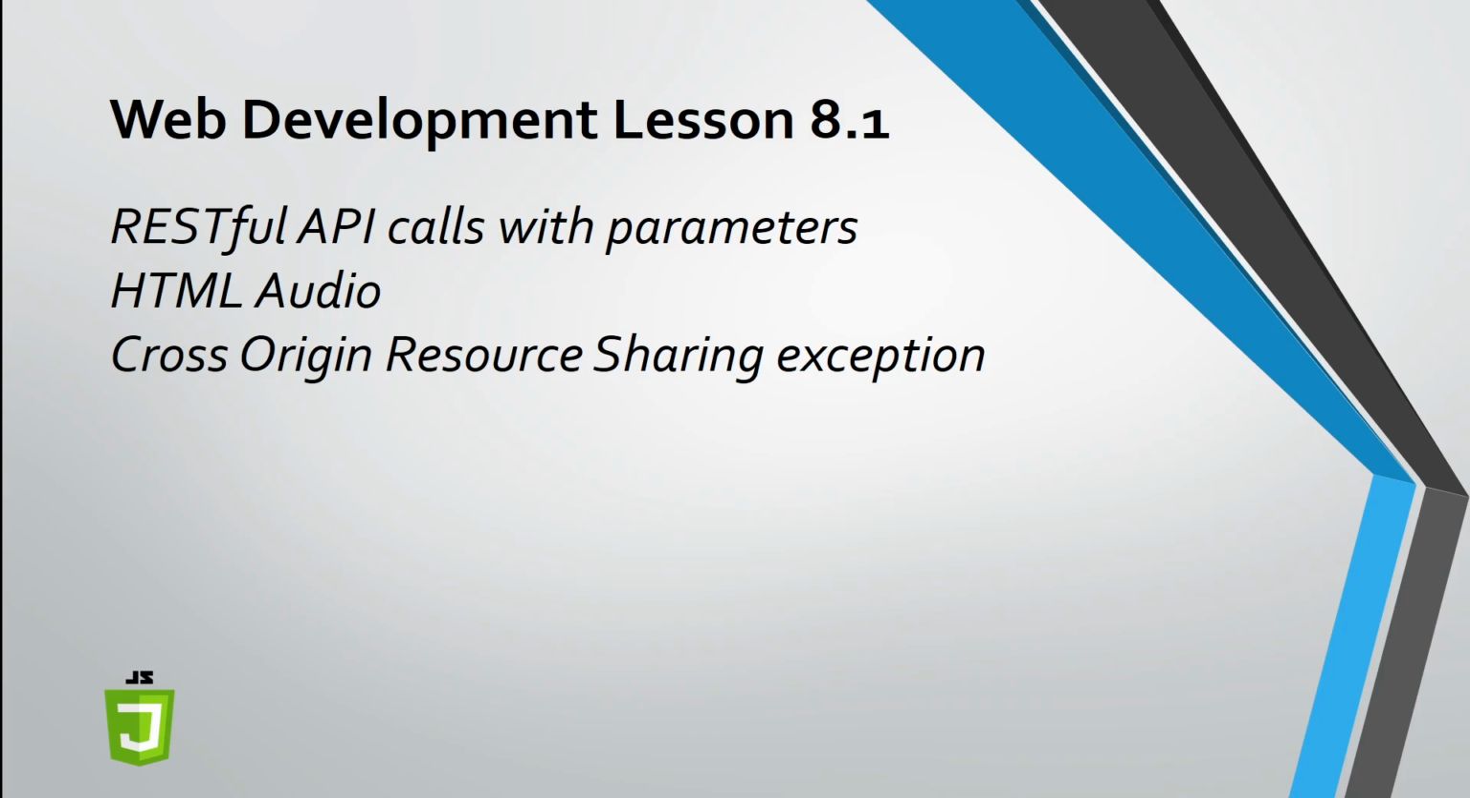In this video, we're going to see how we can pass additional information to a RESTful API call so we can narrow down the data that comes back to us. Some of that data might be in the form of an MP3 file. So we're going to see how we can use the HTML audio element to play that sound file that comes back, or that link to that sound file that comes back to us through the RESTful API call.